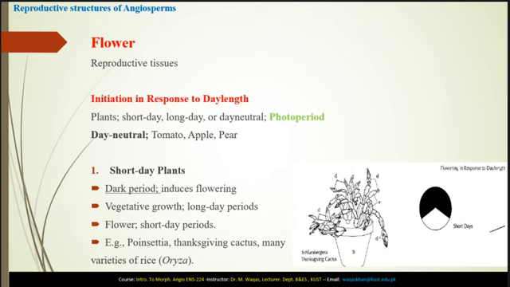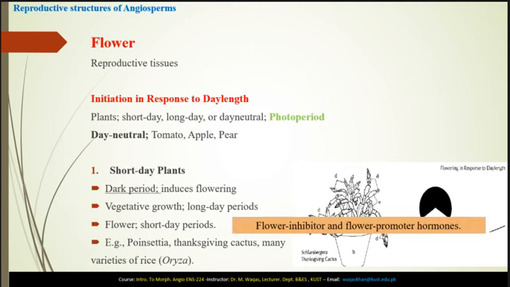Examples of short day plants include the Thanksgiving cactus. This is the figure, right? Chrysanthemum species, Kalanchoe species, etc. Basically, if you look at the reason behind this, the nature of the flowering stimulus in short day plants is not well known, but the stimulus most likely involves the interaction between flower inhibitor and flower promoter types of hormones. Means there are hormones that inhibit and promote the flowering in plants.